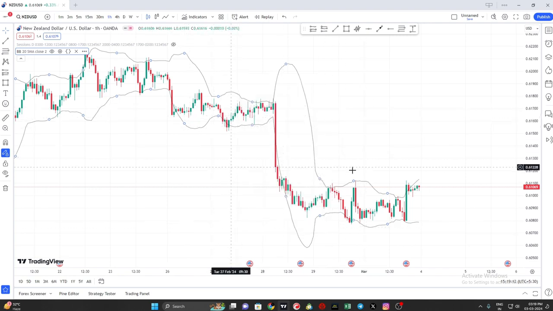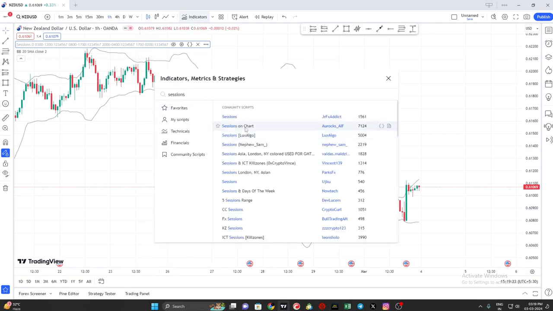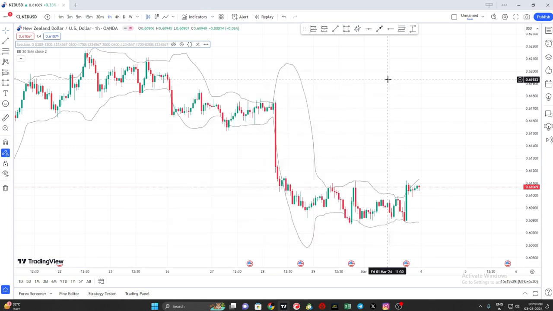The second thing we need to add is an indicator, which is the sessions. You can find it simply by typing sessions, and you can see this is Sessions on Chart by Aurochs AIF. So you have to use this one. Why this one? Because it will show you when the London session starts, when the New York session starts, and everything like that. So let me just enable it.